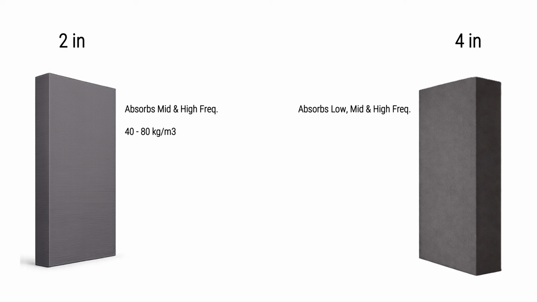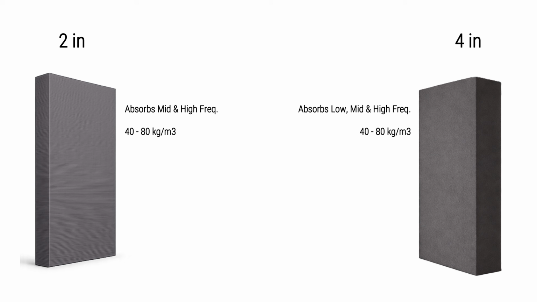The most common panel depths for absorbers are 2 inches and 4 inches. 2-inch panels are optimized for absorbing mid and high frequencies, while 4-inch panels are far more effective at controlling low-frequency energy. You can use either option or a combination of both depending on your needs. As a general guideline, 2-inch panels with a density between 40 and 80 kilograms per cubic meter work very well for most setups. If you want stronger low-end control, step up to 4-inch panels using a similar density.